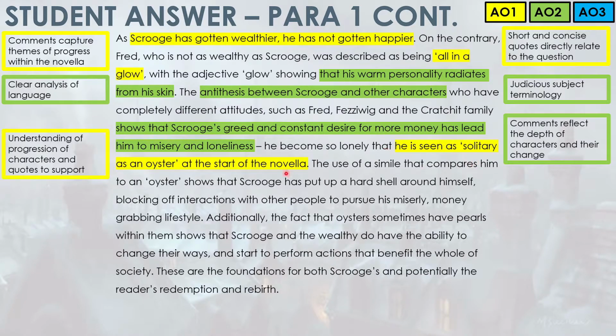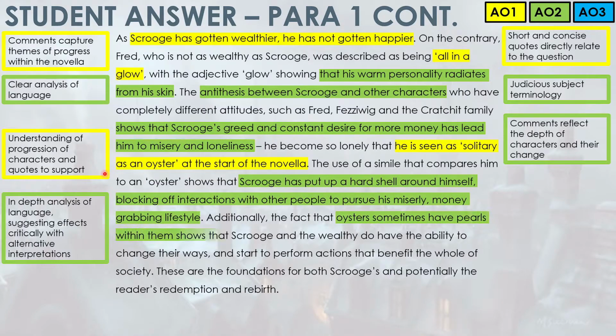Here he is seen as solitary as an oyster at the start, so I like this because it's really switching between different quotes. We've got all in a glow, and then the ideas lead them on to solitary as an oyster. And this shows if you're able to flick between different parts of the text. This really shows a good understanding because it shows that you can have a look at the whole thing, and also you can zoom in on bits. This I really like in this one.